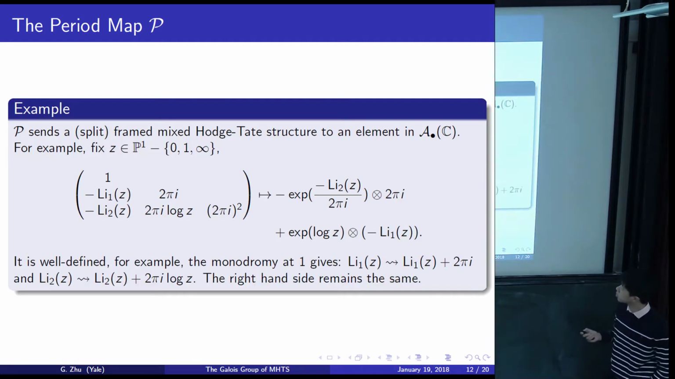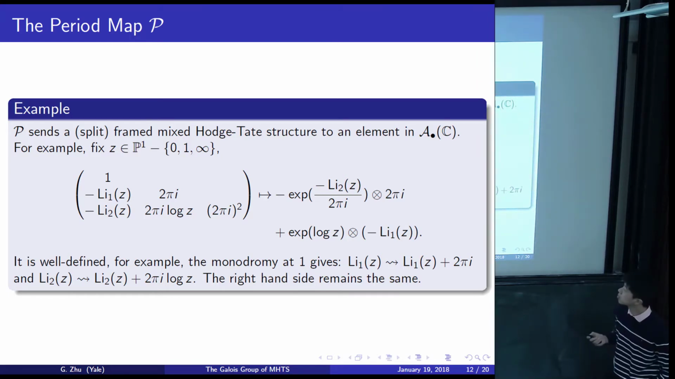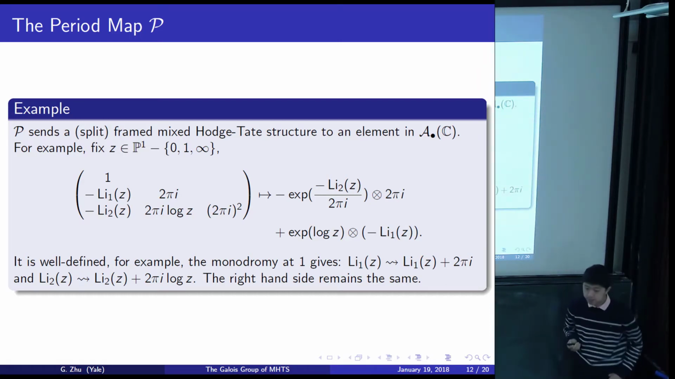For example, the monodromy at 1 changes V1 by 2 pi i, and it changes V2 by 2 pi i times log Z, and we see the right-hand side is well-defined. It doesn't depend on your choice of V1 and V2. So basically that's how it goes. Once you have written down the matrix, you can easily go upstairs to find all the terms on the right-hand side. So you define a map from OU to your algebra A.